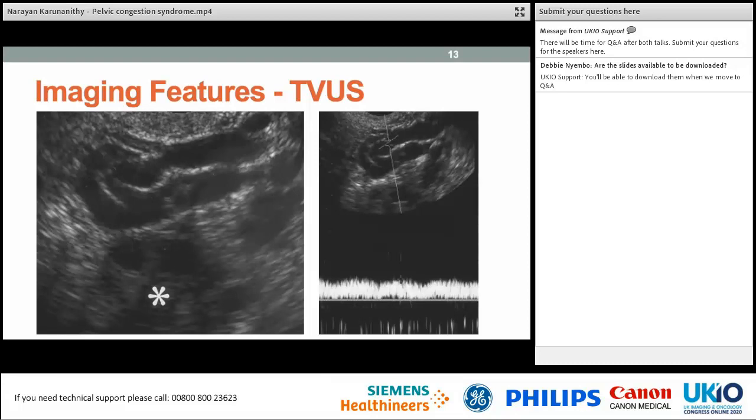The asterisk there marks the ovary, and surrounding the ovary, you see these numerous dilated veins. And when you put Doppler on them, you can see that they're clearly venous flow. And it's important to differentiate venous flow from a pulsatile artery flow, because the presence of pulsatile arterial flow may indicate another pathology like an AV malformation.